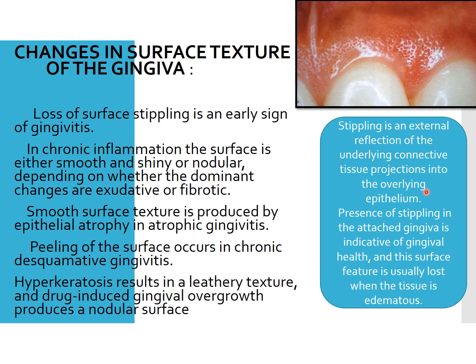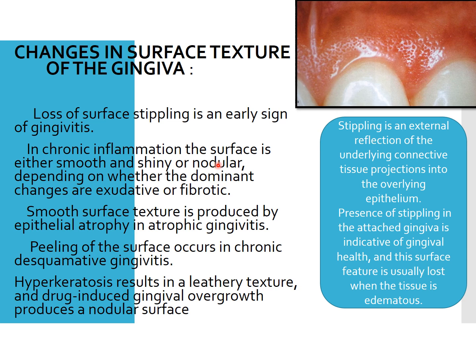The presence of stippling in attached gingiva is indicative of gingival health, and this surface structure is usually lost when the gingiva is edematous. So in a disease condition, you cannot see clear-cut stippling. There will be loss of stippling as an early sign of gingivitis. It can be absent also, though it is not necessary that you see it in all patients. In some patients it will be absent, so you can write it as absence of stippling. In gingivitis, there will be loss of stippling when it involves the attached gingiva.